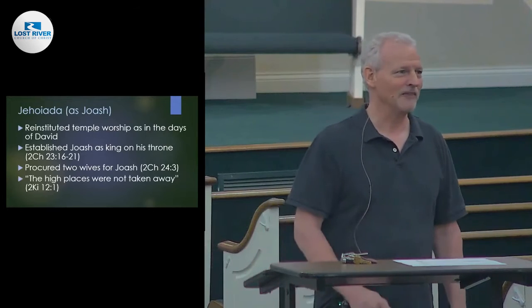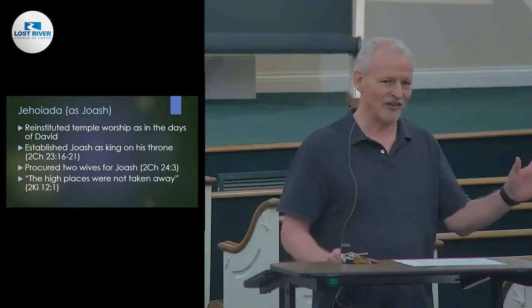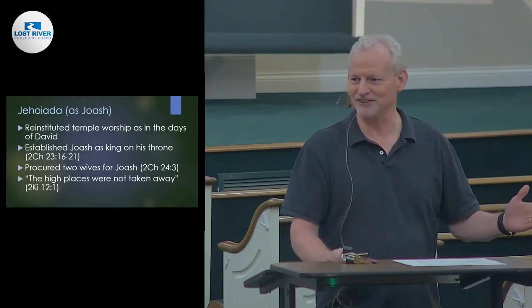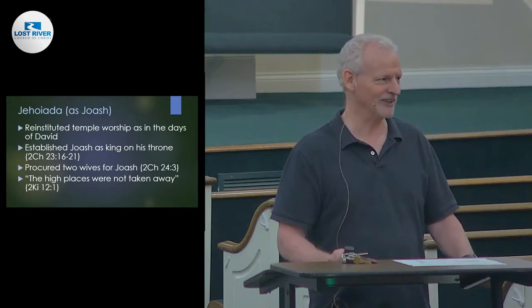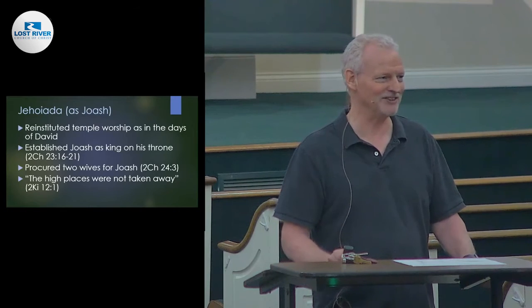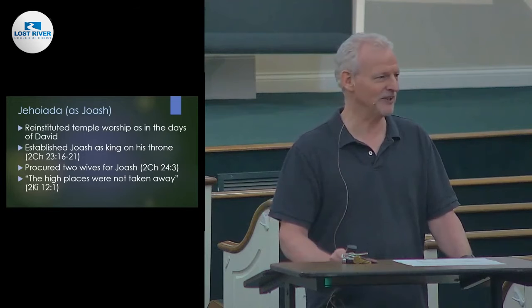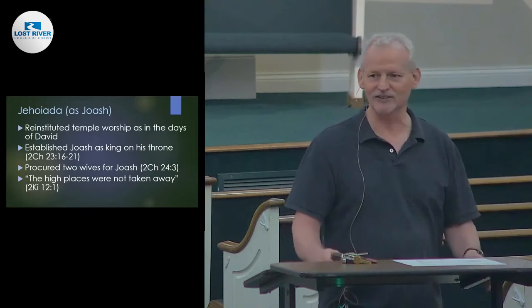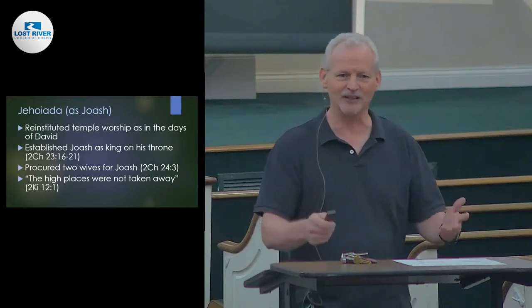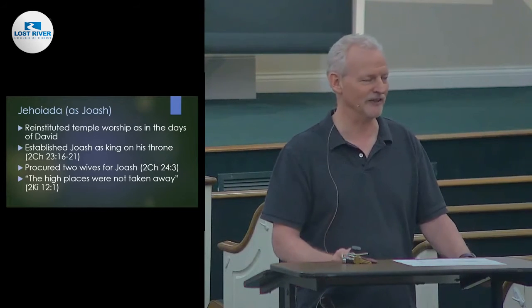But through all that, and even with the high priest serving essentially as king here, the high places still were not taken away. Those persistent high places have been the plague of Israel and Judah throughout their entire history. People seem to like that icon, whether it's worshiping Jehovah through icons or some other god. They seem to love those high places. They are very persistent.